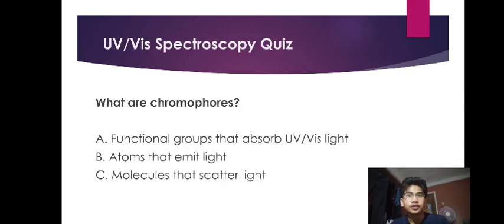So, since you already know the principles of spectrometry, let us now have a quiz. Number 1, what are chromophores? A. Functional groups that absorb UV visible light. B. Atoms that emit light. Or letter C. Molecules that scatter light.